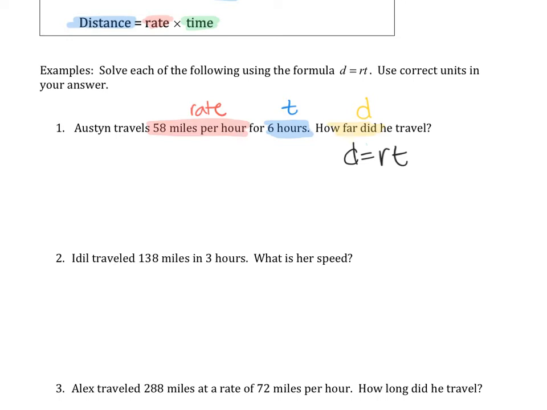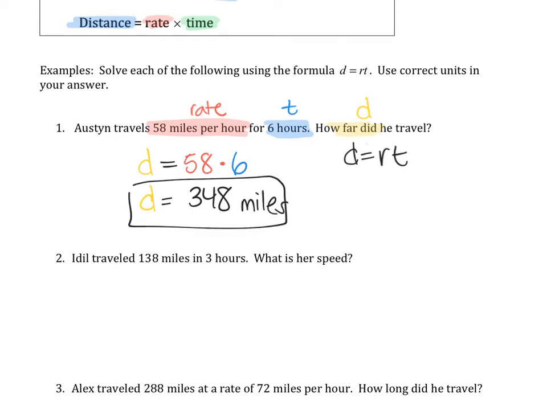So when we set up our equation, we're going to say D equals 58 times 6. And then all we're going to do is 58 times 6 on our calculator, and you get D equals 348 miles. So he traveled 348 miles.